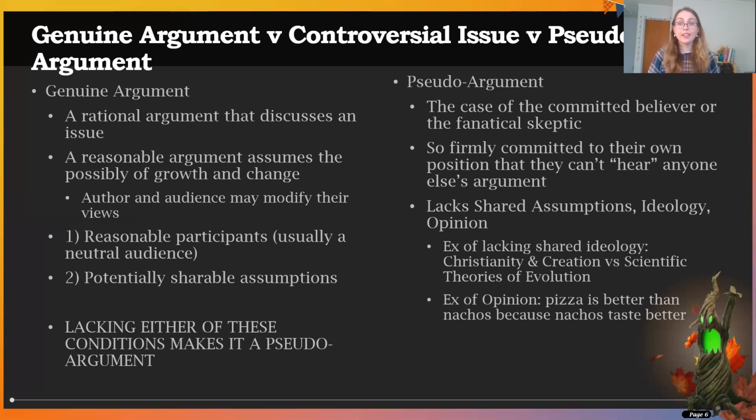In a pseudo argument, this is the case of the committed believer or the fanatical, skeptical audience. They are so firmly committed to their own position that they can't hear anyone else's argument. They don't want to acknowledge that anyone else's argument exists. Despite the evidence that they present, despite how reasonable someone else's argument is, they refuse to accept it. And therefore, there's no way you can attempt to persuade them. Therefore, you cannot choose them as your audience for your controversial issue in this paper. So that's why you have to keep in mind what kind of skeptical audience you are going to choose. They also lack shareable assumptions, ideology, and opinion.